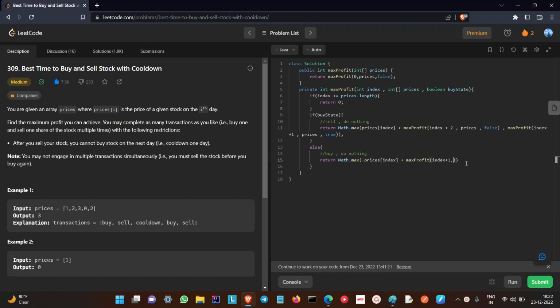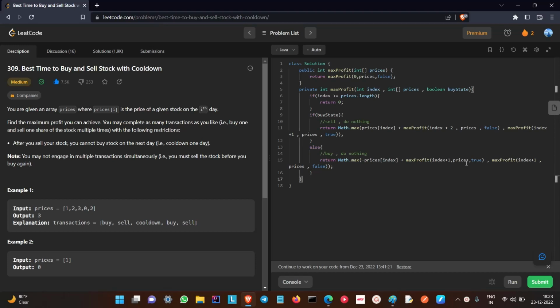Index plus 1, comma prices, comma true. True indicates that we have currently bought a stock. So this will be the maximum profit we get when we buy the stock here. And after this, do nothing is nothing but maximum profit out of index plus 1 along with prices, and the buy state remains false since we haven't bought any stock.